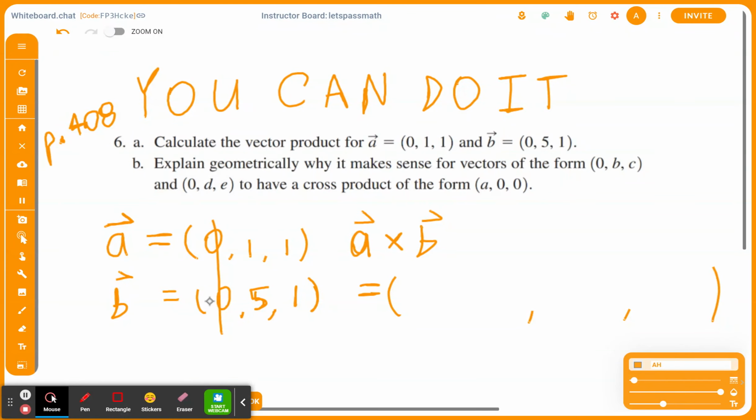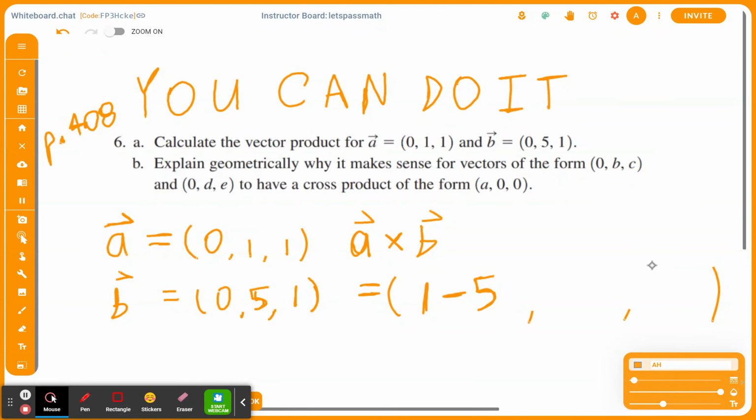So, to cross vector A with vector B, the first step is you cover this first column and you take the product of 1 and 1 minus the product of 1 and 5. So this means it's going to be 1 minus 5. So again, let's take this away. It's going to be 1 minus 5.